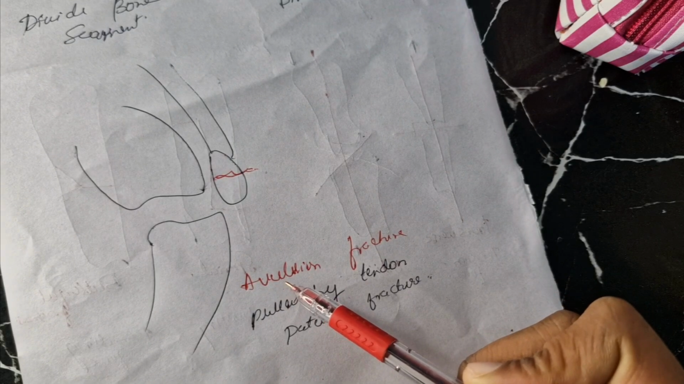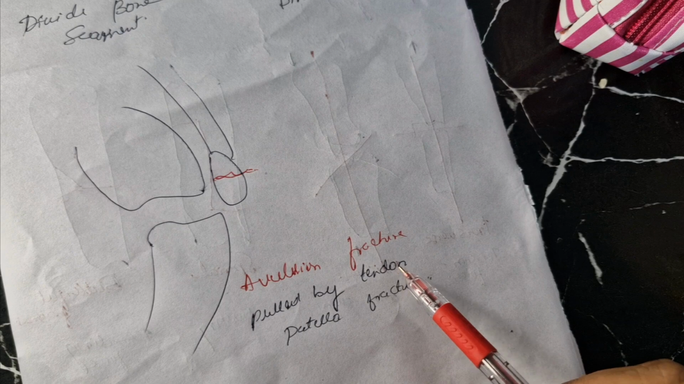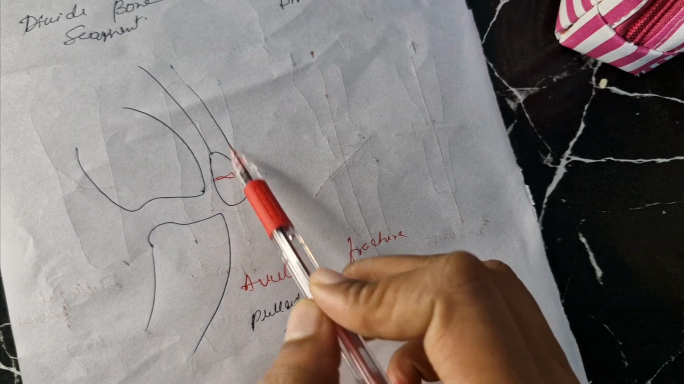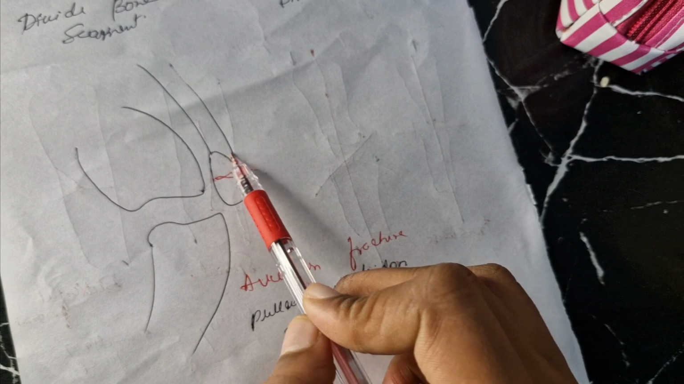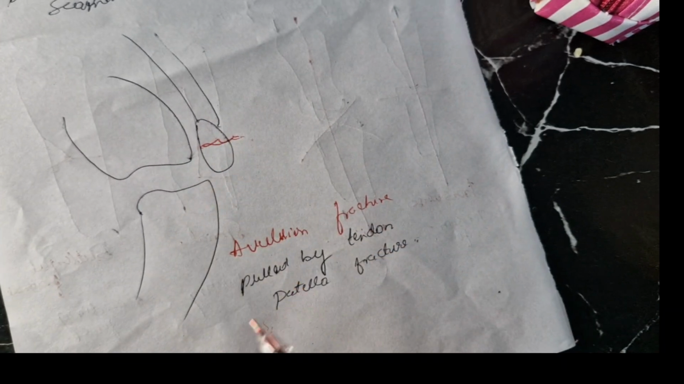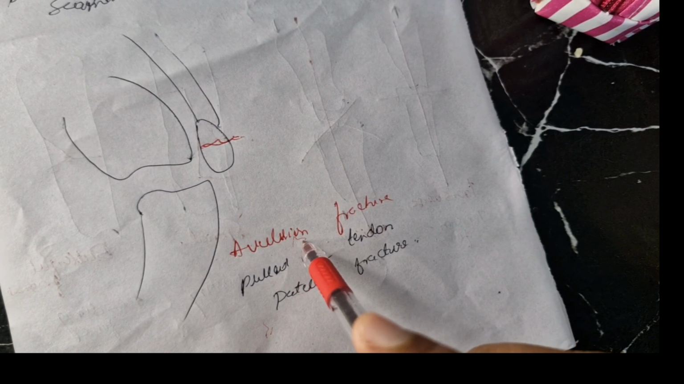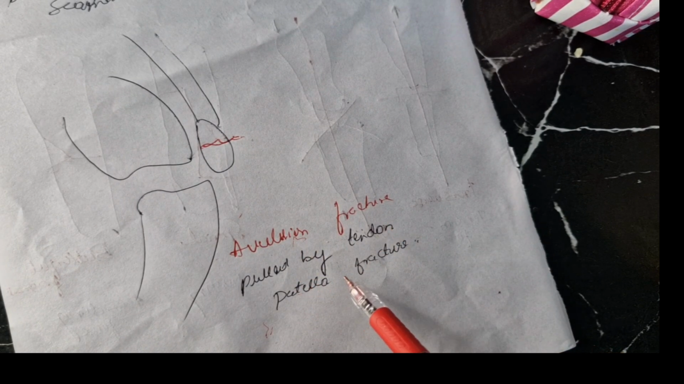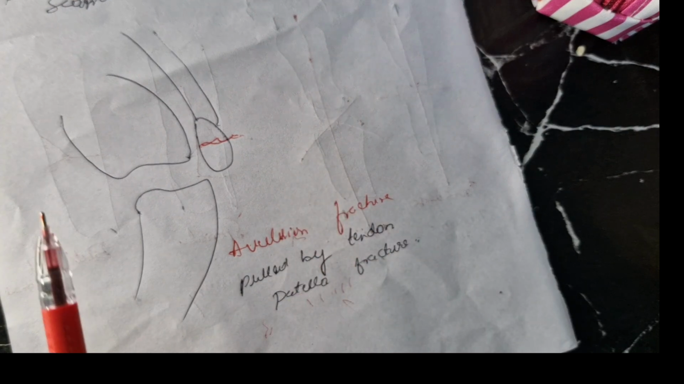And avulsion fracture, this is because of the pull of the tendon. We have tendons on the patella also. This pulling force will break the bone, and this is known as an avulsion fracture. A patella fracture is an example of this.